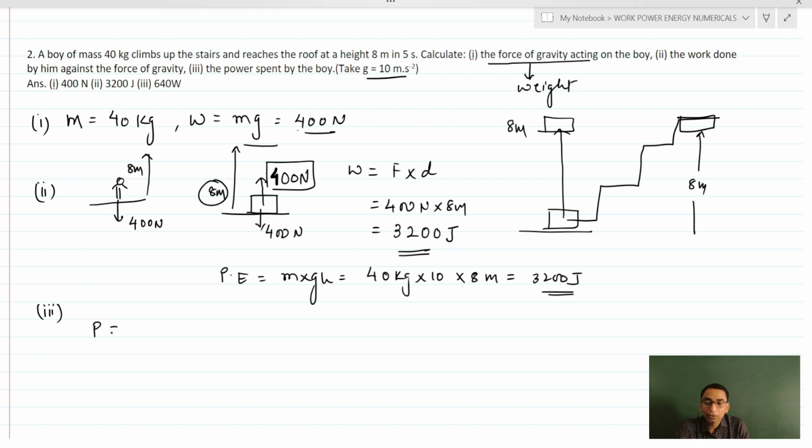Now, finally, we will calculate the power. And the power is equal to work done divided by time. And please note that the time should be in seconds in order to get the answer in watt. So if you calculate this one, you will be getting the answer as 640 watt. Right? That is the answer.